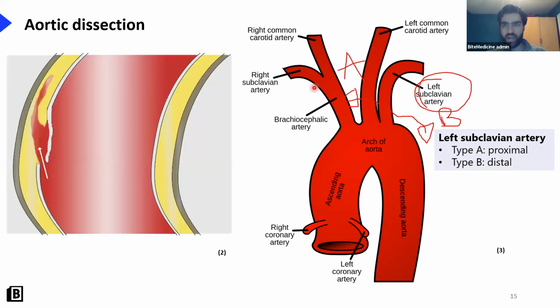So going back to our slide, type B dissections happen distal to the left subclavian artery, i.e. after the left subclavian artery has been given off. And type A aortic dissections happen before the left subclavian artery has been given off. Type B aortic dissections are managed conservatively. Type A are managed surgically. The reason for that is, if you have a dissection going backwards, what's going to happen? If you have a dissection going this way towards the heart, what can happen?